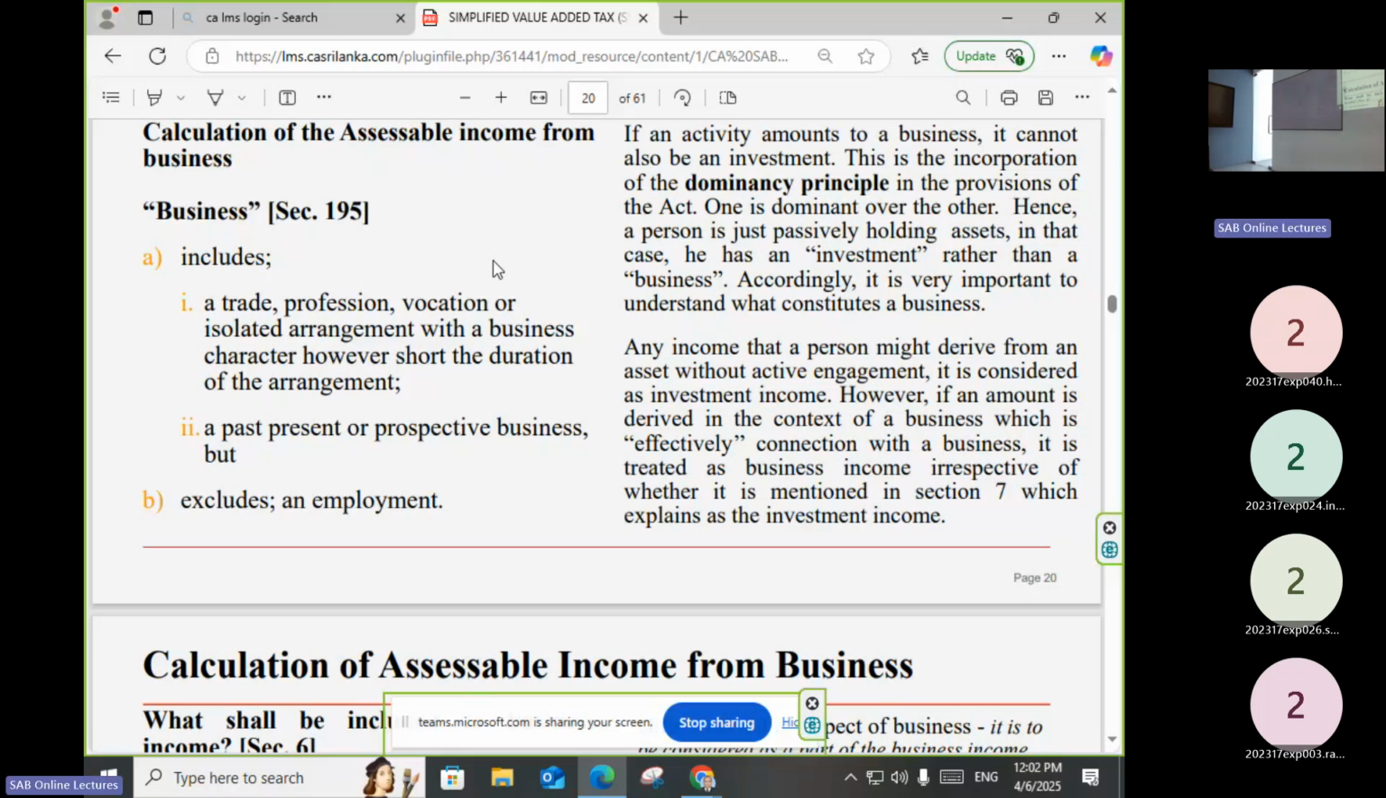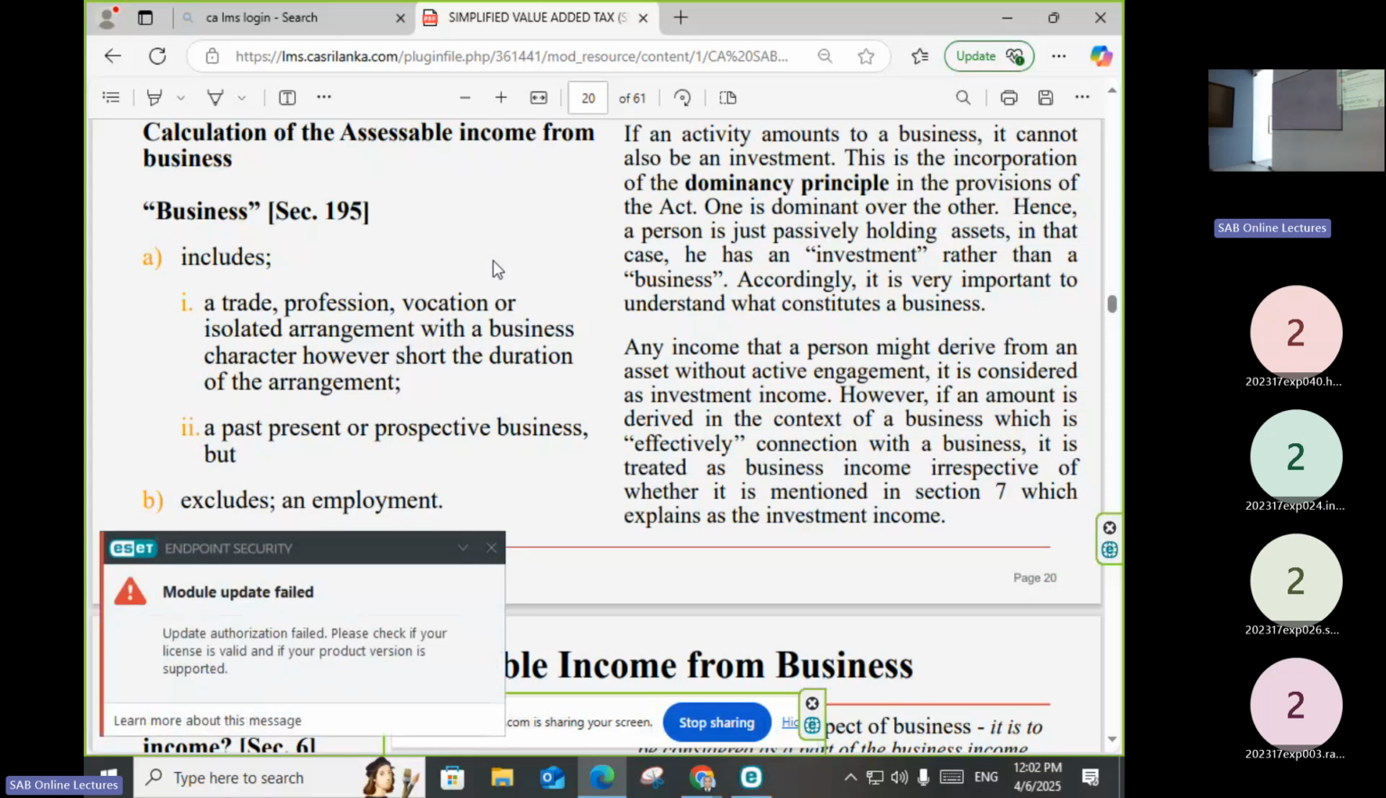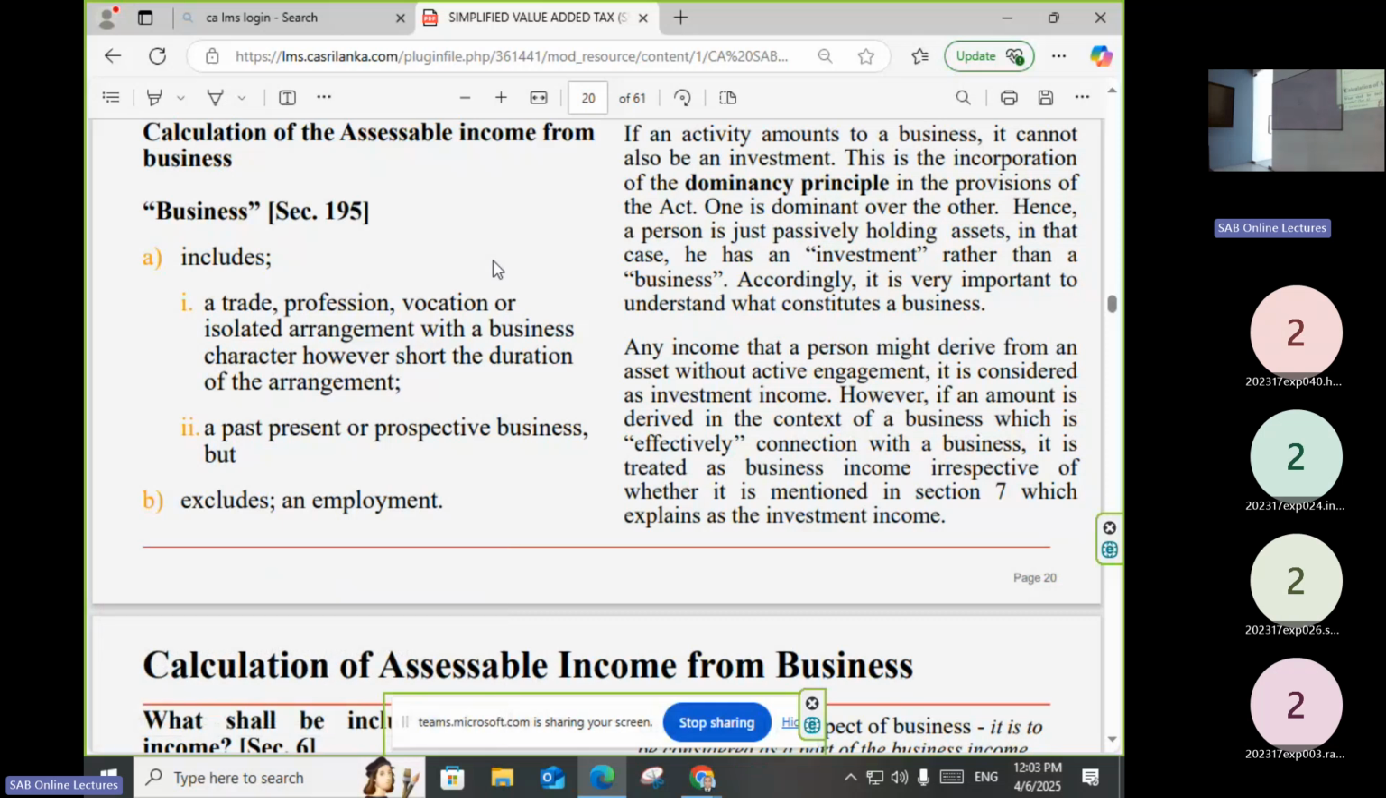But in case of profession it is not the case. Vocation is also the same. That is the difference between employment and profession and vocation. If an activity amounts to a business, it cannot also be an investment.